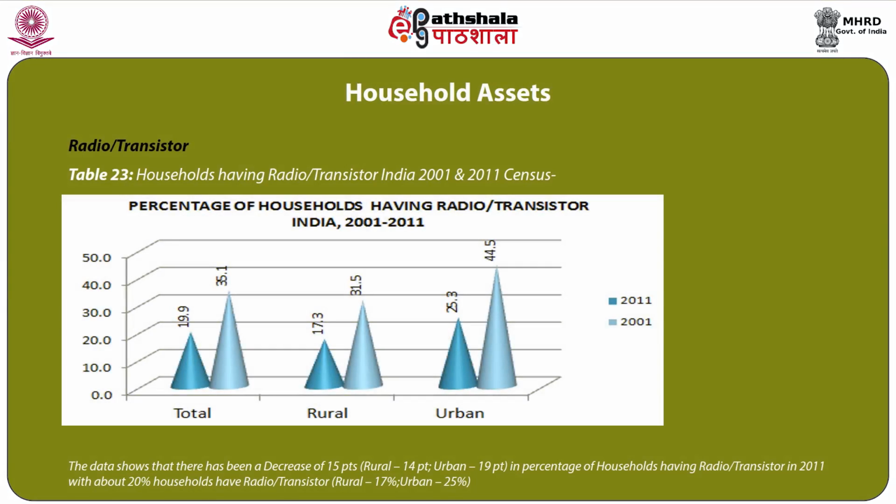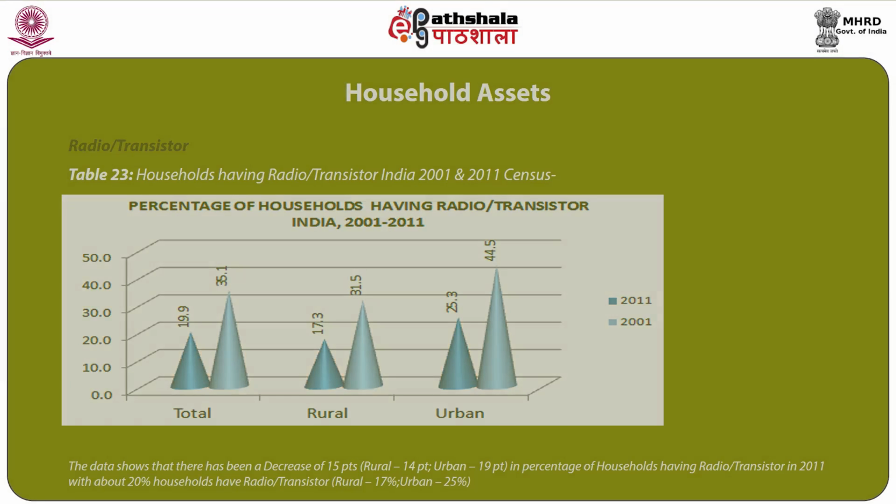Household assets. 1. Radio or transistors. Households having radio or transistor in India in 2001 and 2011 have been graphically represented here. The data shows that there has been a decrease of 15 points, that is rural 14 points and urban 19 points in percentage of households having a radio or transistor in 2011, with about 20% households having radio or transistor. In case of rural, 17%, in case of urban, 25%.